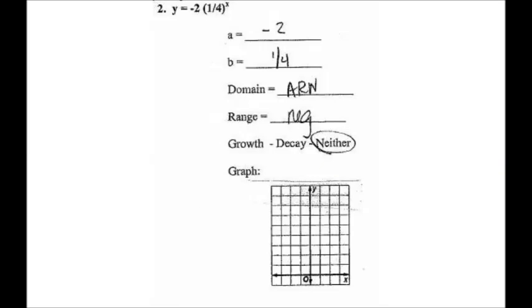A is negative 2, B is 1/4, your domain is all real numbers. Your range is all negative numbers because A is a negative value, and it is neither because we had a negative. So you're going to want to put it into y equal to figure out what your graph is going to look like. We know it's going to go through (0, negative 2). You're going to say negative 2, open, 1 divided by 4, close, rooftop x. Go to zoom 6, and it's going up through that point.